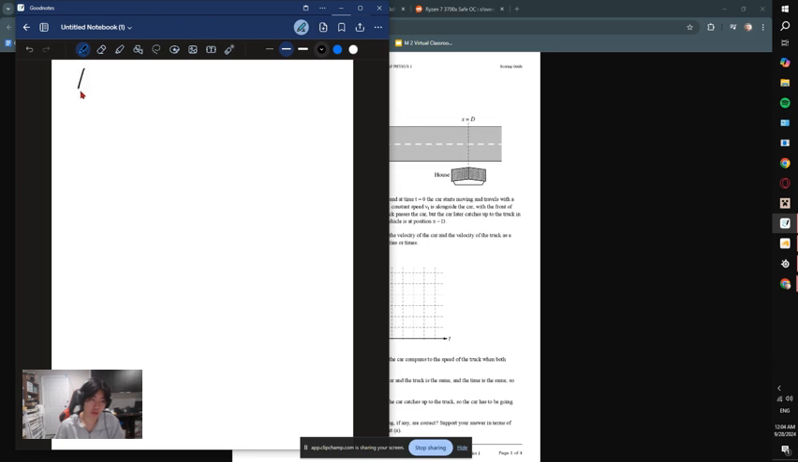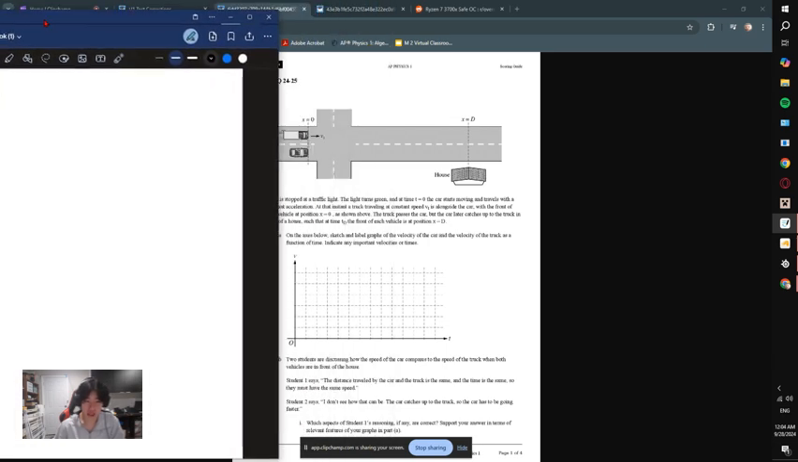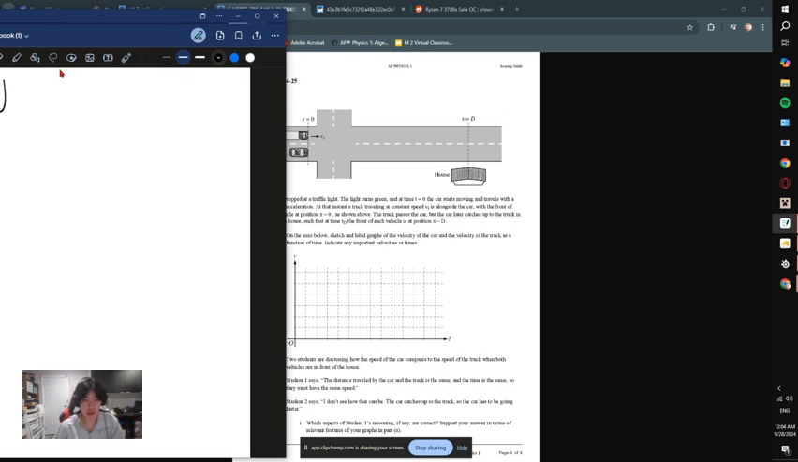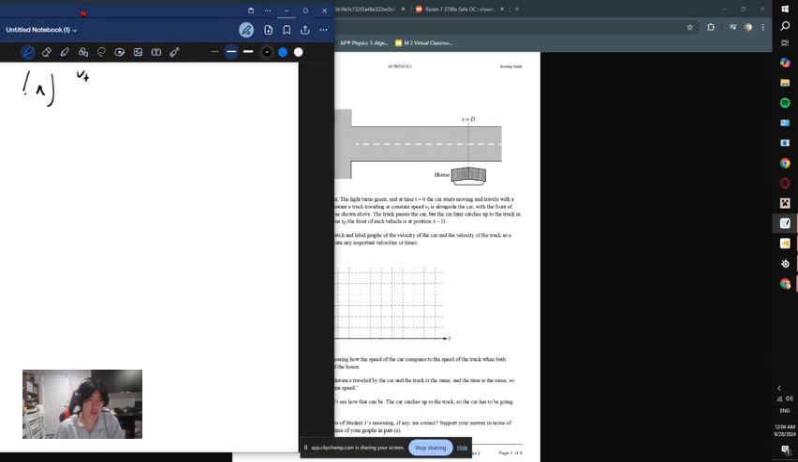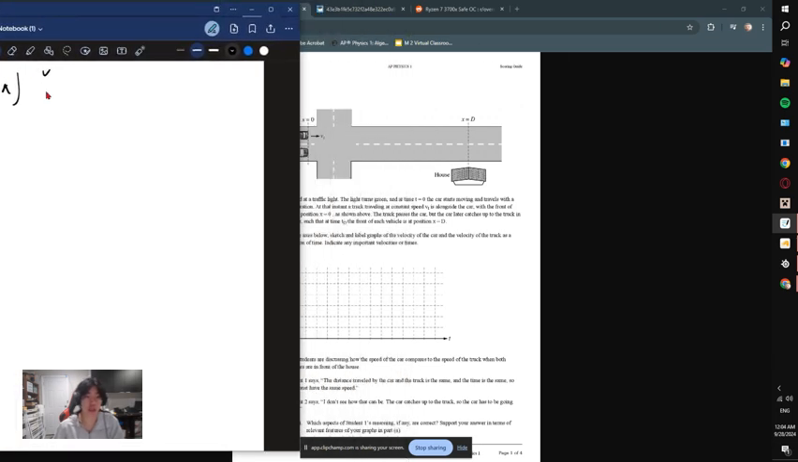Okay, so 1a. They ask us to graph and label the velocity of the car and the velocity of the truck as a function of time. So I'll label them v of t, or I can just write v as well. I don't want to get confused with the truck. The truck has a constant velocity, so that means a straight line.